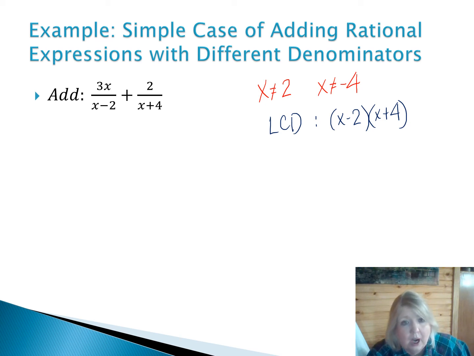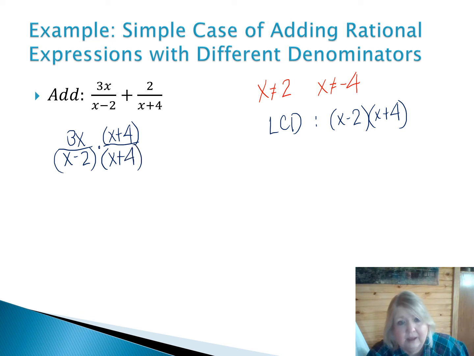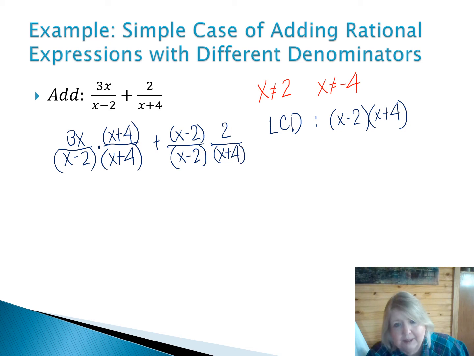So I'm going to come to the left fraction, and I'm going to multiply it by 1 in the form of x plus 4 over itself, because it needs that x plus 4 in the denominator to get it to the least common denominator. The fraction on the right, I'm going to multiply by x minus 2 over itself. Again, that's a 1, so it's not changing anybody's value. And that one is 2 over x plus 4. That gives both fractions my common denominator.